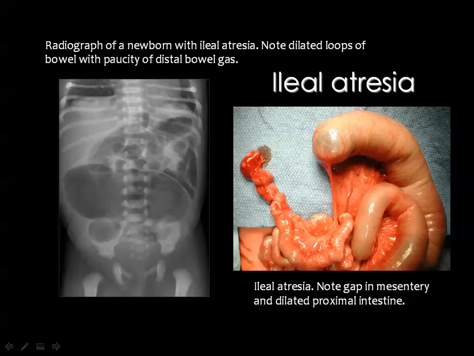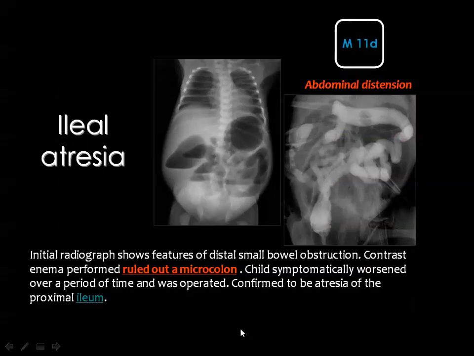And this is an example which was proved surgically, and you can see the dilated small bowel loops down to the level of the ileum. One of the possibilities here is the presence of ileal atresia, and this was confirmed by surgery. Dilated bowel loops with multiple air fluid levels, indicating that there is a distal obstructive lesion.